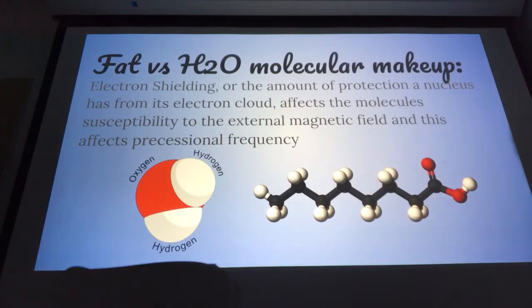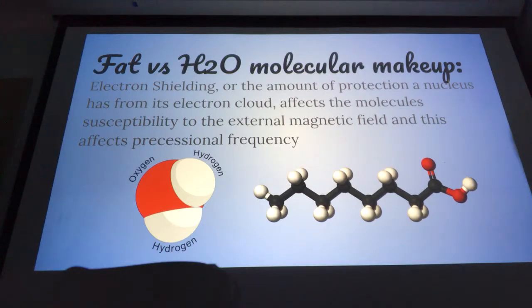So if we look at a fat and water molecule, we can talk about electron shielding first. Electron shielding, or the amount of protection a nucleus has from its electron cloud, affects the molecule's susceptibility to the external magnetic field, and this affects its precessional frequency.